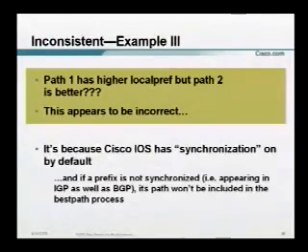The third one is only peculiar to my dear employer. Path 1 is higher local preference, but path 2 is better, always. Because iOS has synchronization on by default. I mean, synchronization is an ancient historical thing that's still there by default, unfortunately. And basically, if a prefix is not synchronized, in other words, it doesn't appear in the IGP as well as in BGP, it's not going to be considered for the best path process. This is like the 101 that catches out everybody who tries to deploy BGP on a Cisco router but doesn't read the documentation. Okay, they forget the no synchronization command is necessary.